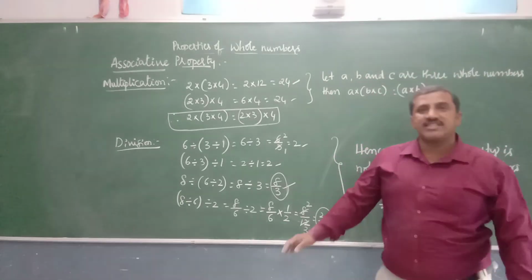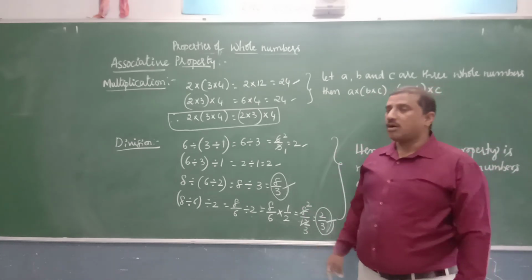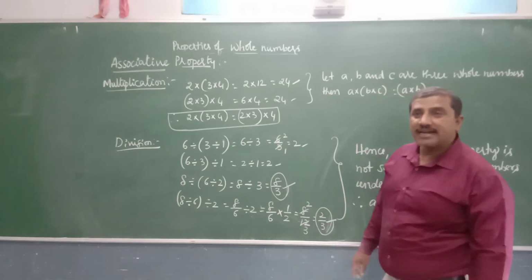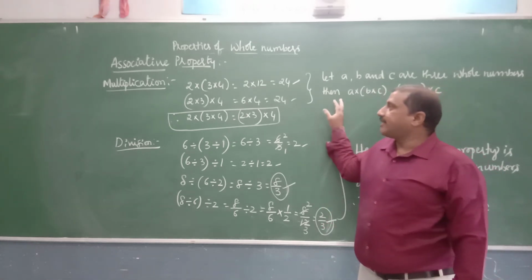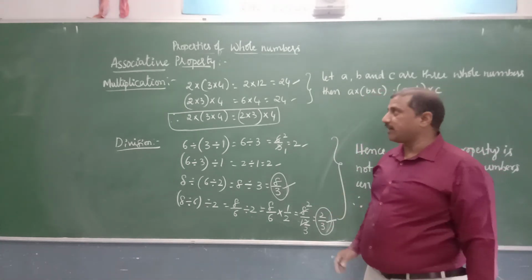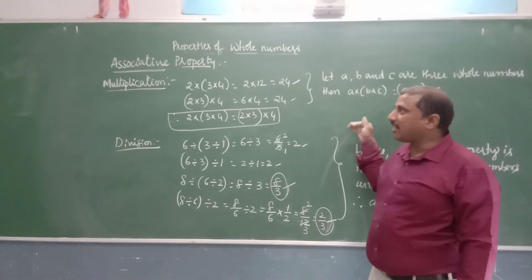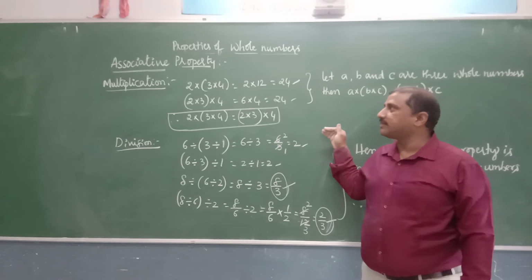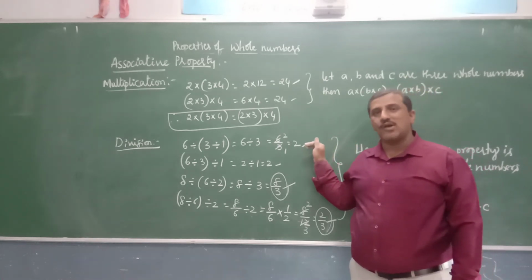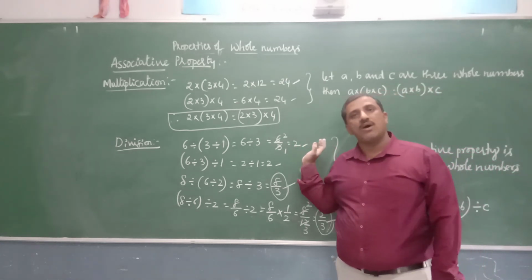So in this class we studied three properties: closure property, associative property and commutative property under addition, multiplication, subtraction and division. In the next class we will study the distributive property and one more property, the identity property. Now you make a table and write the properties of whole numbers for these three properties: associative, commutative and closure property in your notebook. This is your homework. Thank you and I hope you understand.